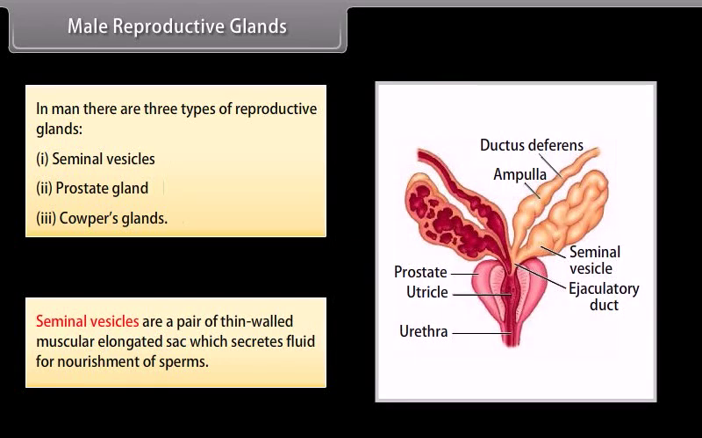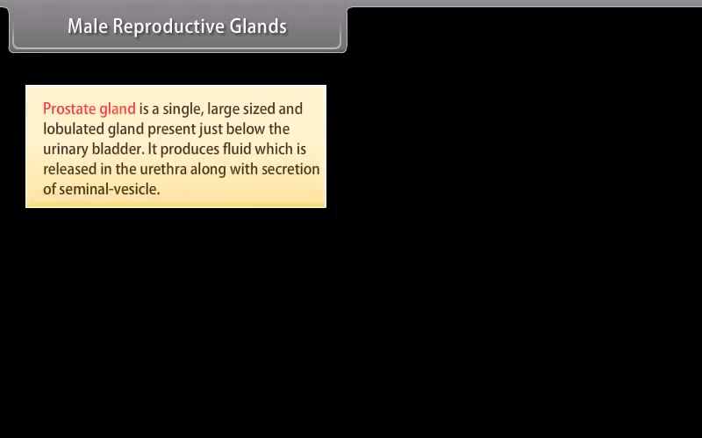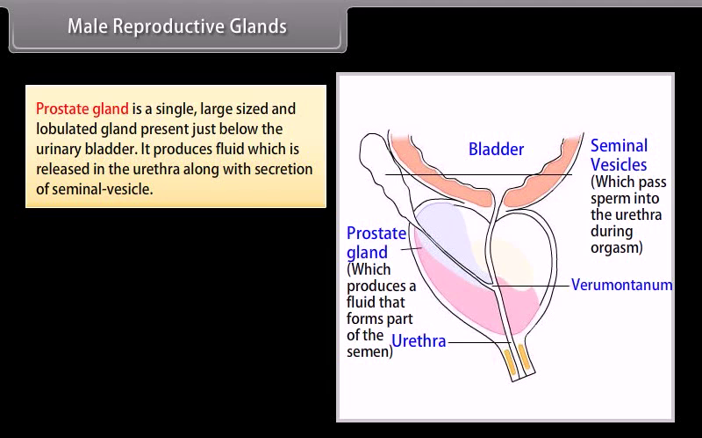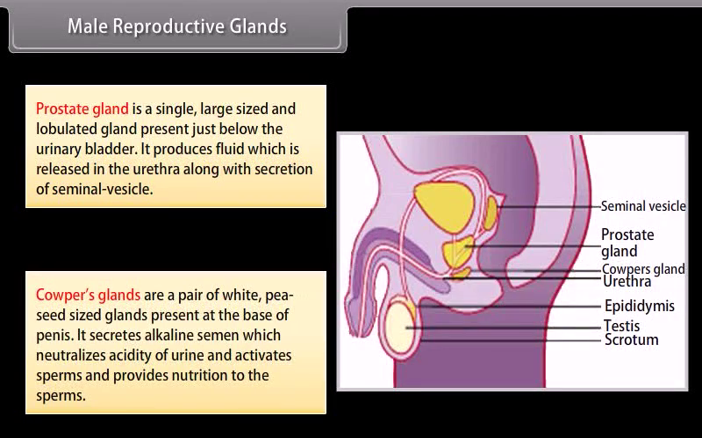Seminal vesicles are a pair of thin-walled muscular elongated sacs which secrete fluid for nourishment of sperms. Prostate gland is a single, large-sized and lobulated gland present just below the urinary bladder. It produces fluid which is released in the urethra along with secretion of seminal vesicle. Cowper's glands are a pair of white, pea-seed-sized glands present at the base of penis. They secrete alkaline semen, which neutralizes acidity of urine, activates sperms and provides nutrition to the sperms.